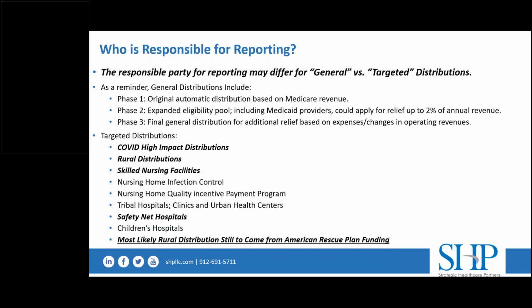So next slide. Continuing with that, who is responsible for reporting? It's broken down between the general and the targeted distributions. The general ones were that original phase 1 that was based on Medicare, and then the follow-up was based on a percentage of total revenue. And then there was that third phase that you had to input information on back in November that have been, those dollars have been trickling out since then. So all those, when I talk about who's responsible for when, that's under the general distribution.